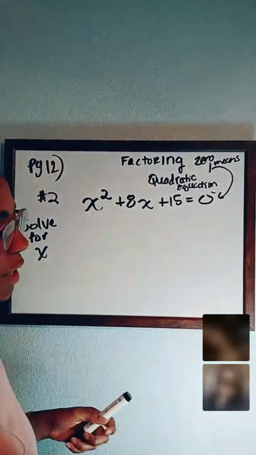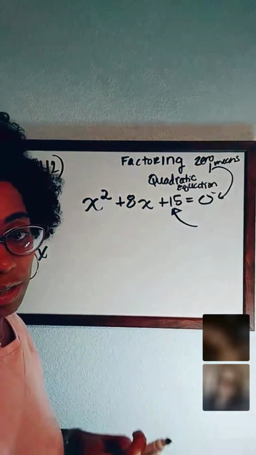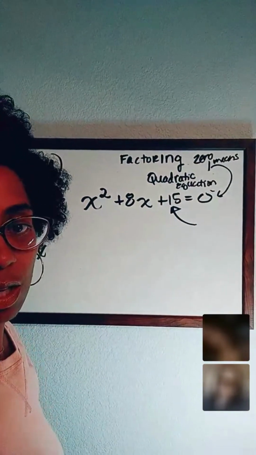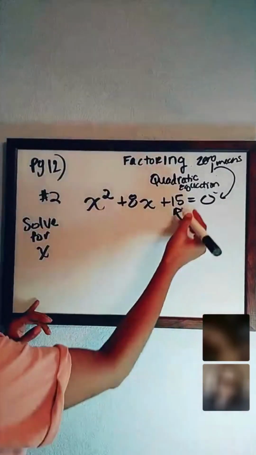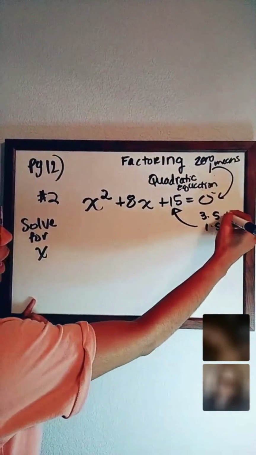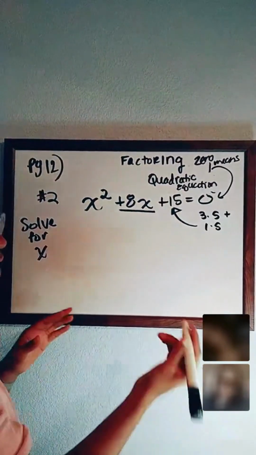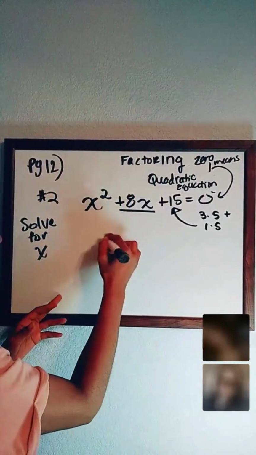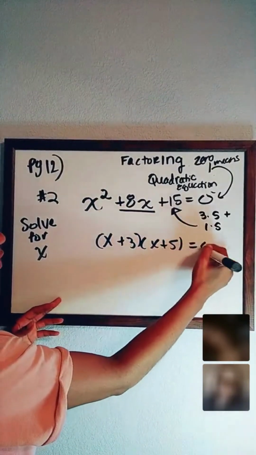Somebody real quick asked, how do we get x plus 3 and x plus 5? You always look at this last number right here. Yes, we're going to do the next one. Look at the last number right there, love, and you're going to factor it. You're going to look for the two numbers that add up to equal 8, because that's what we need always. They have to add up to equal the middle term. So that's why we did x plus 3 and x plus 5 is equal to 0.